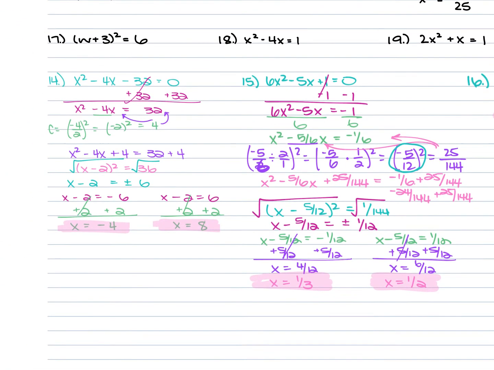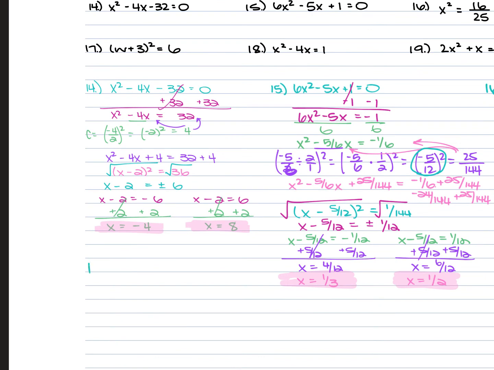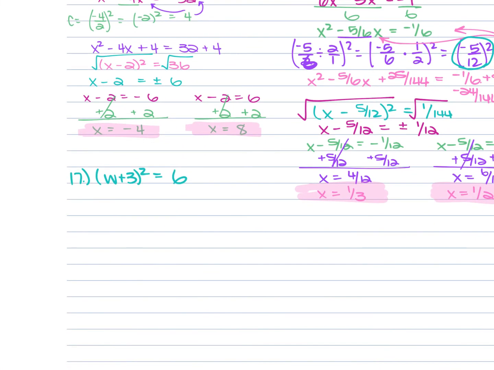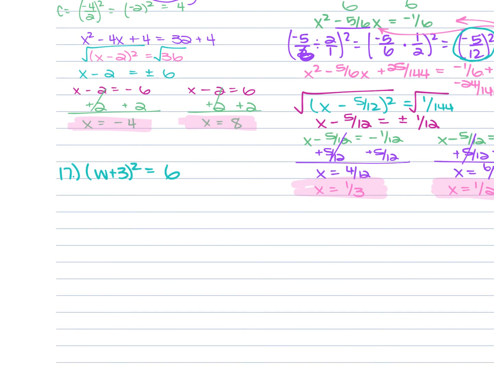For 17, we have w plus 3 squared is equal to 6. For this one, in order to find what w is, we are going to take the square root of both sides, and this is going to leave us with w plus 3 is equal to plus or minus the square root of 6. Because you can't simplify the radical of 6 or the square root of 6, you leave it as the square root of 6. From here, again, we're solving for w. We move the 3 over by subtracting it from both sides. It is not a like term to the square root of 6, so that's just w is equal to negative 3 plus or minus the square root of 6.